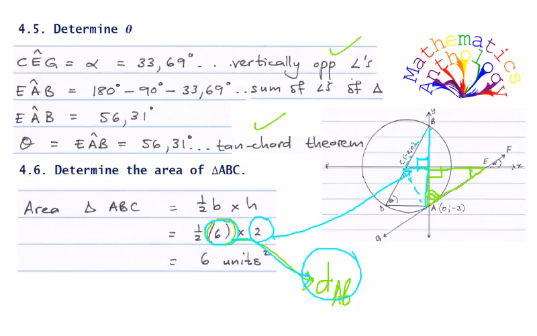Okay, and the height there is the blue line that I have drawn perpendicular to that base. And the coordinate there at C is -2 and 0. So the height there is 2 units. So the area of triangle ABC will be half base times height, which is half of 6 times 2, which is equal to 6 units.